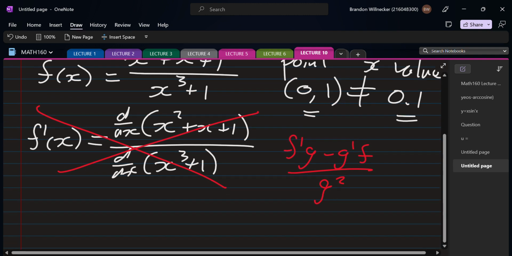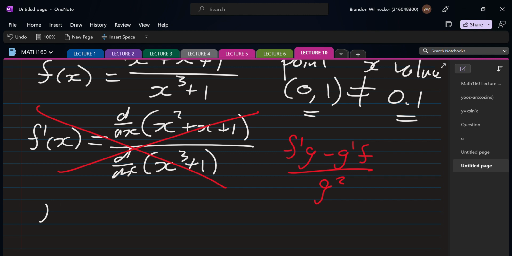Okay, so once you use the quotient rule, you can substitute x equals 0. That was given in the point over there. And then we'll see f prime, sorry, rewrite that.